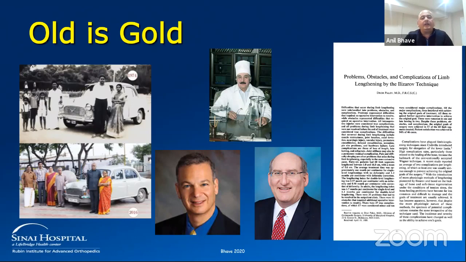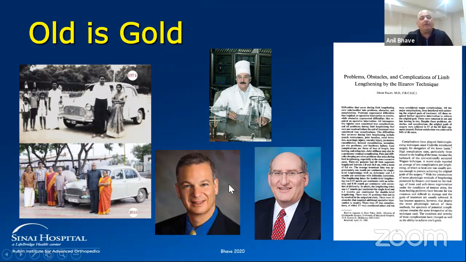And then the one article that is probably the classic in limb lengthening that everybody should read is the article that Dr. Paley wrote in 1990 on problems, obstacles, and complications of limb lengthening. And he was young then, he had not done that many cases, but he captured the whole essence of how to manage soft tissues, how to reduce subluxation, how to prevent subluxation. It's all there in that article, very nicely given. And I have read it many times very carefully, and it's one of the best articles.